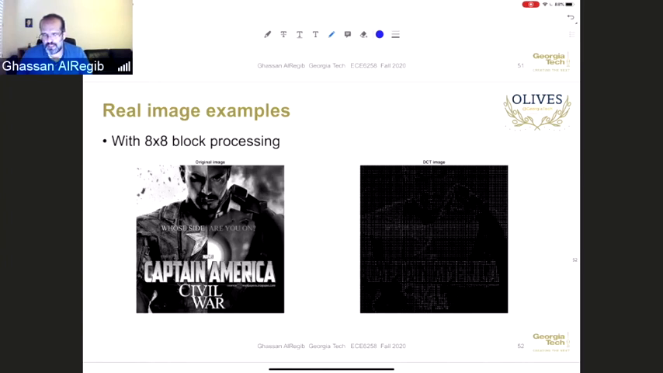Yes, we'll study more about the DCT, and your question is correct. We look at only the real part in this case. So what do you notice about this image? Remember, we have 8 by 8 blocks, so for every single block.